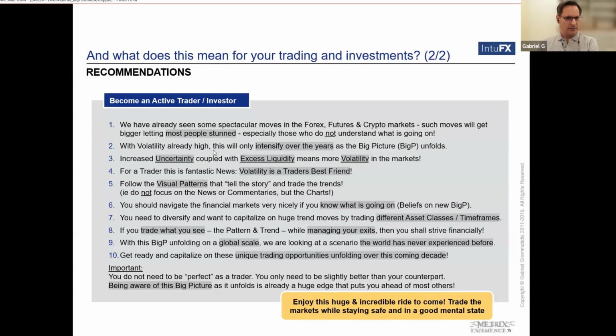With volatility already high, this will only intensify over the years as the big picture unfolds. So we're going to have more uncertainty, more liquidity, because governments will fight against it. There will be more and more money printing, as we've seen with the Corona crisis, right? A lot of money was printed to counteract the crisis. Well, we'll see more money printing in most countries to fight that. So more money, more volatility. This mix is an ideal market scenario for a trader who is flexible. Volatility is the trader's best friend.